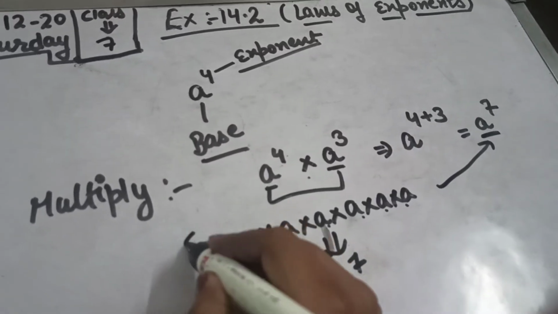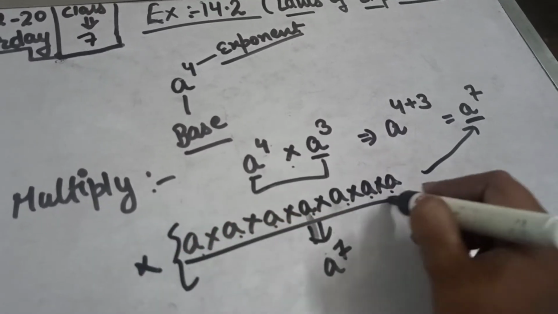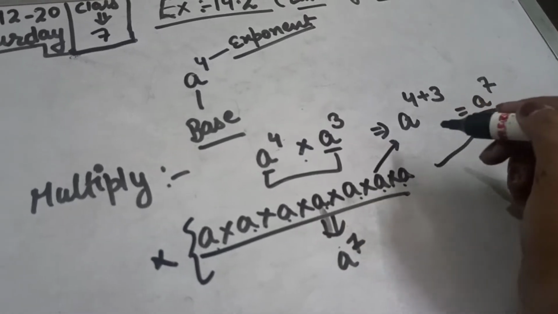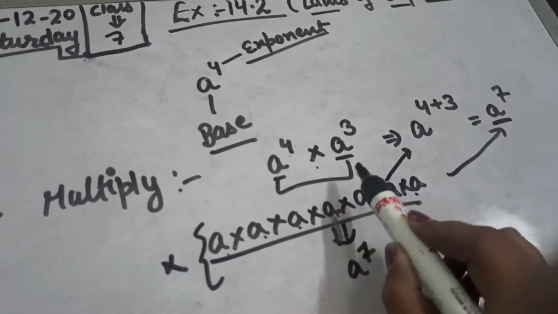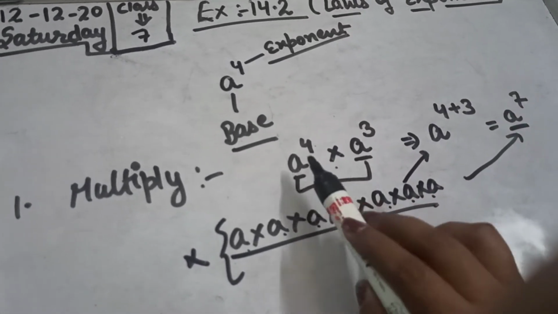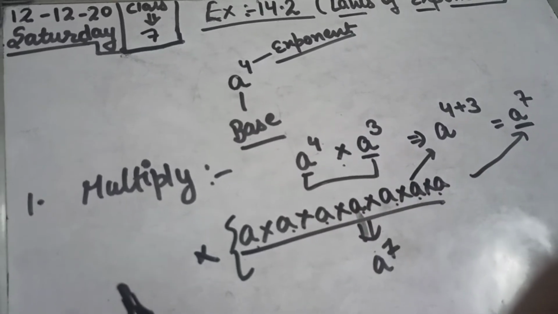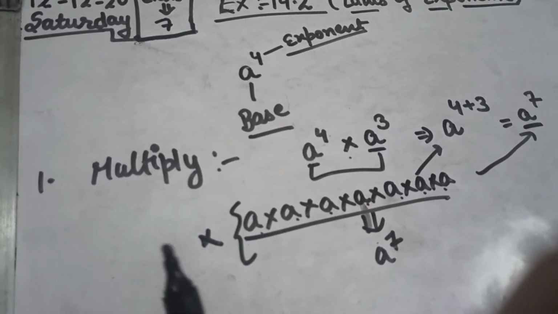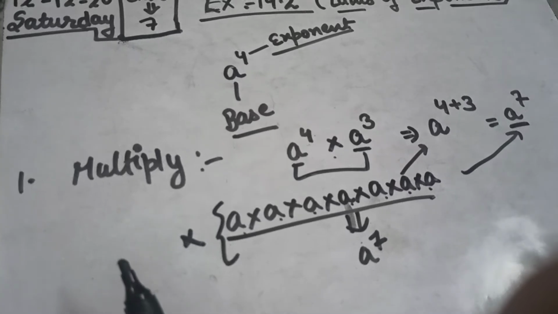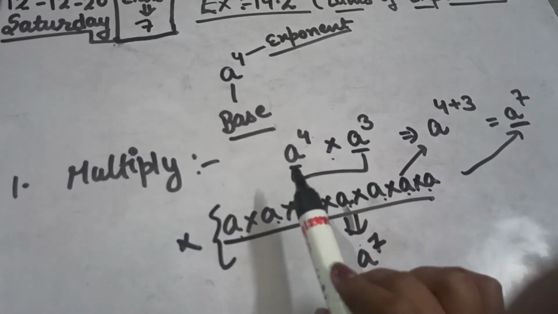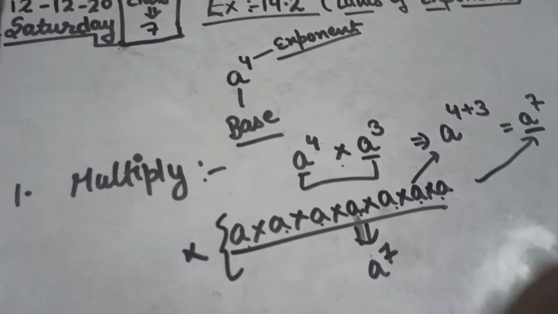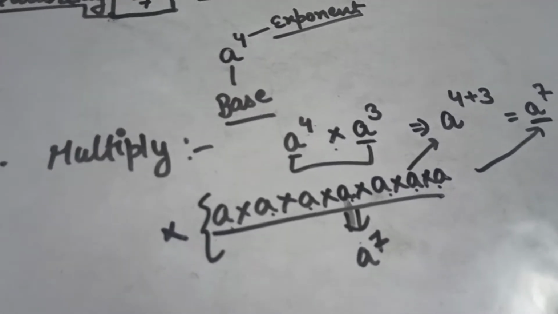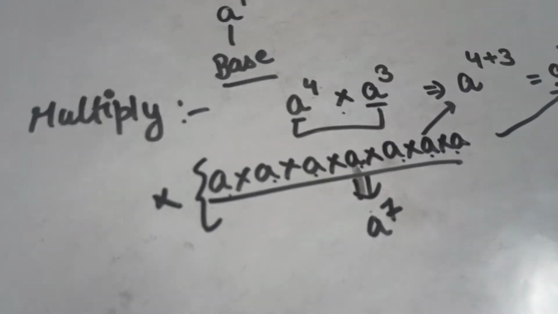So to skip this step, they directly tell us that when the base is the same, we will add the powers. In multiplication, when the base is the same, what do we do? We will add the powers. Clear?